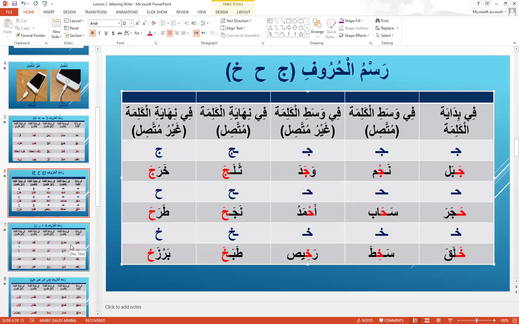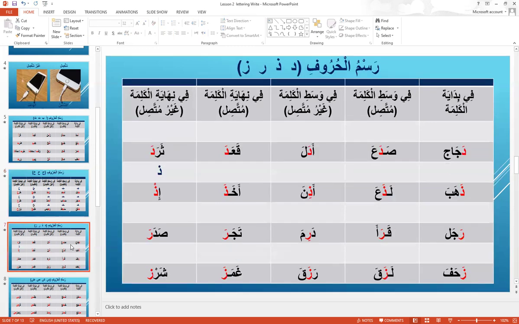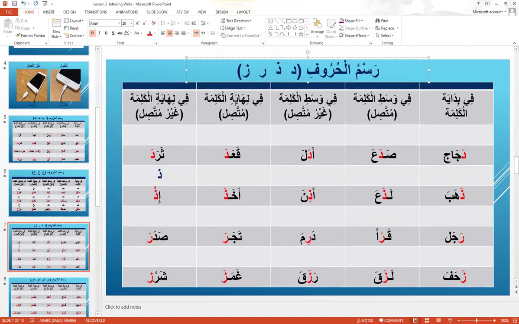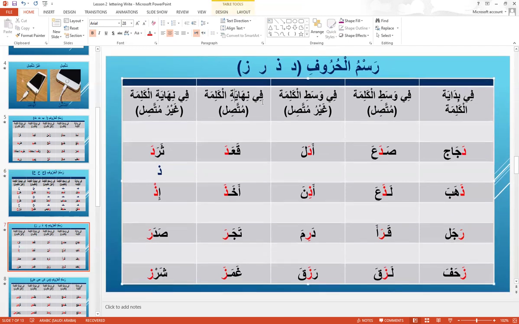Okay, so let's go to the next slide, which has dal, zal, ra, zay. So we have four of them. How do we write these four alphabets? Dal and zal look alike, so they're written the same way, except dal doesn't have a point on it, while zal has a point on it. So how do we write dal and zal at the beginning?